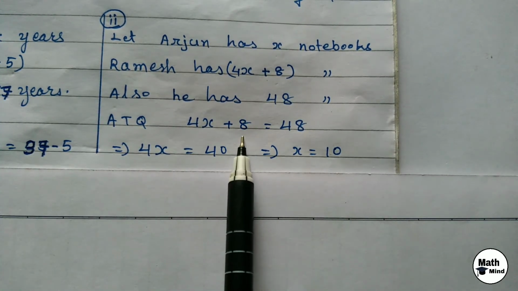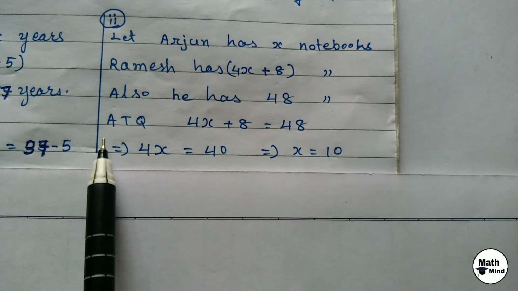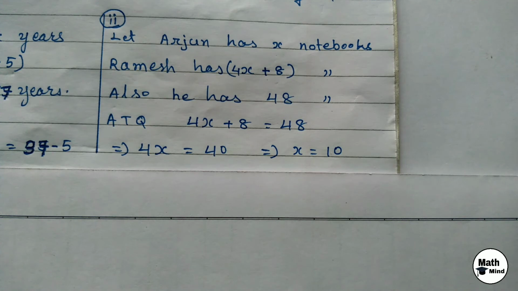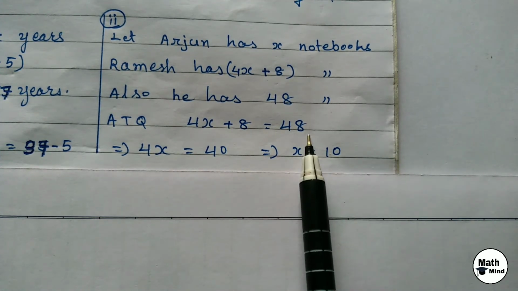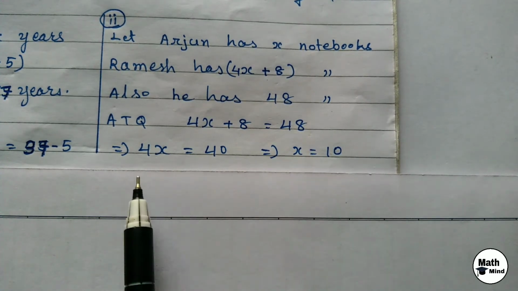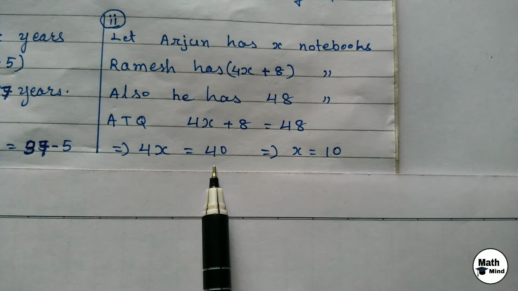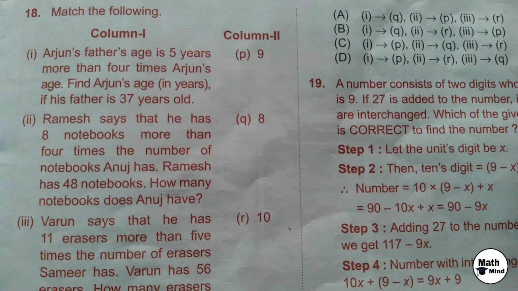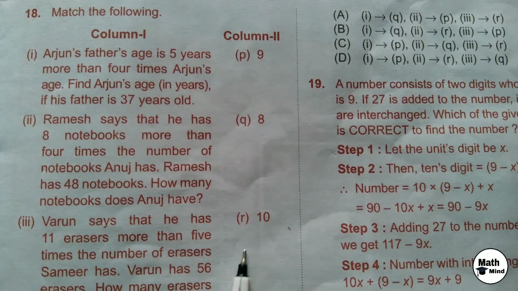According to the question, the equation is 4x plus 8 equal to 48. Taking 8 to the right hand side, it is positive, so on the right hand side it will be subtracted. 4x equal to 40, x equal to 10, dividing 40 by 4. Statement 2 matches with R. B is the correct option.